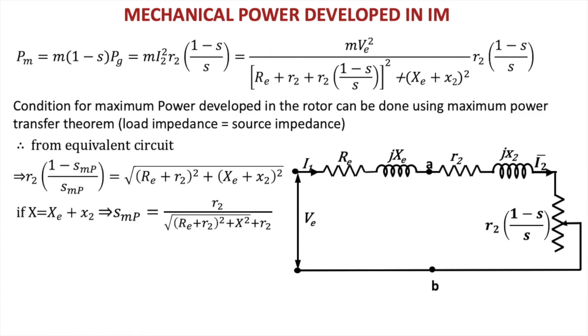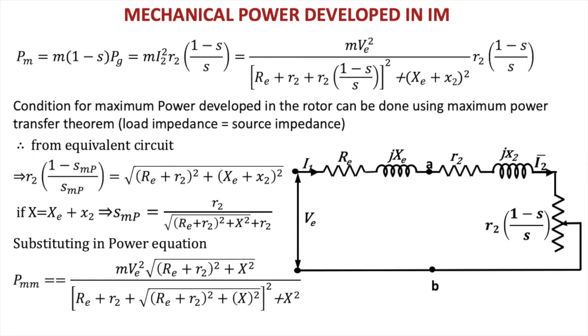So when you calculate it, you get the condition for the slip where maximum power occurs: s = R2 divided by the square root of (Re + R2)² + X2²... Now when you substitute in the power equation, you get the maximum mechanical power output, P_mm, equal to m V² divided by [(Re + R2) + the square root of (Re + R2)² + X²].